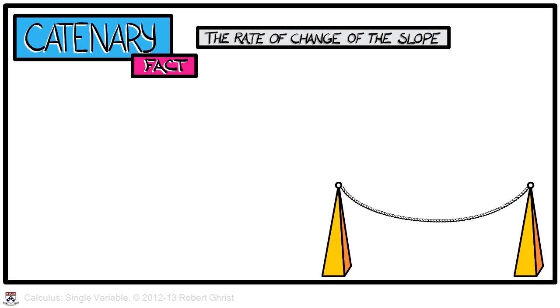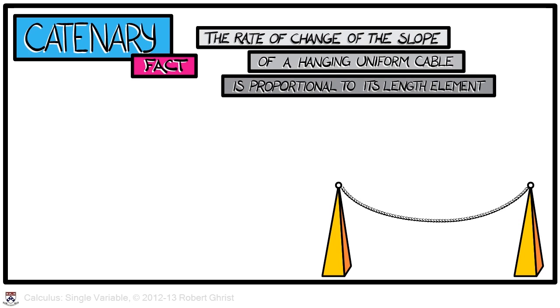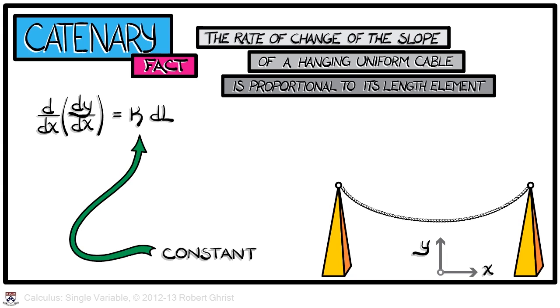Here's a fact that comes from physics. The rate of change of the slope of such a hanging cable is proportional to its length element. Now, what does that mean? If we set up some x and y coordinates to describe the curve, then what this statement claims is that the slope of the cable, which we can interpret as dy/dx, changes, that is, has derivative that is proportional to the length element. That means we could write it as kappa times dl, where kappa is some constant.